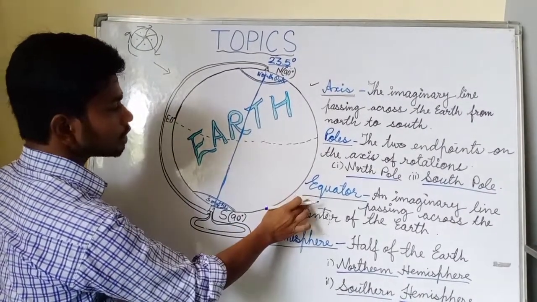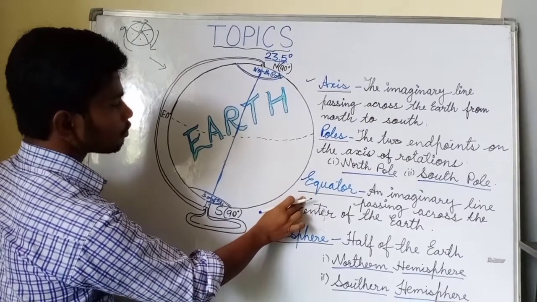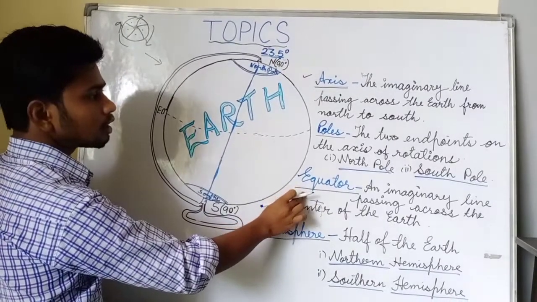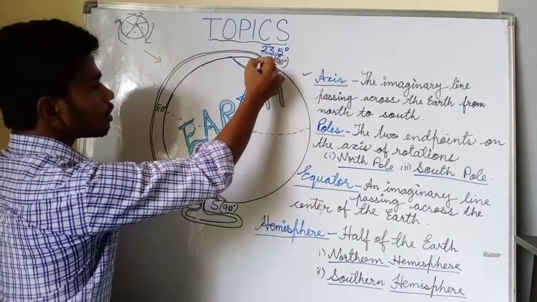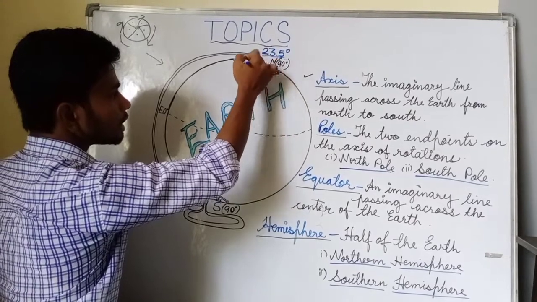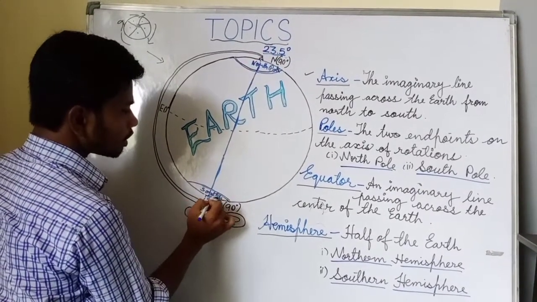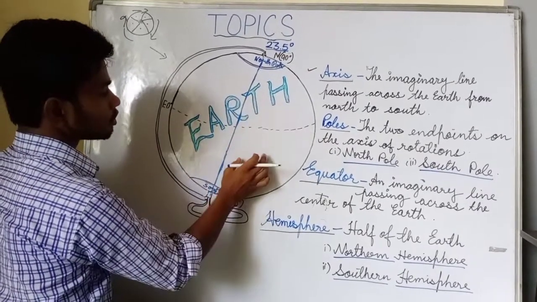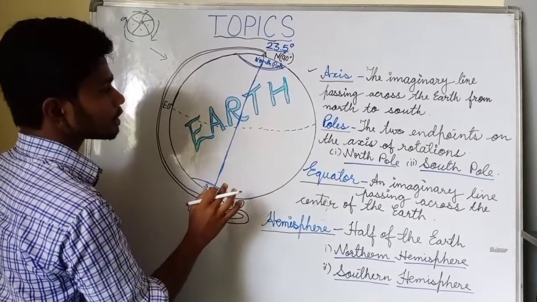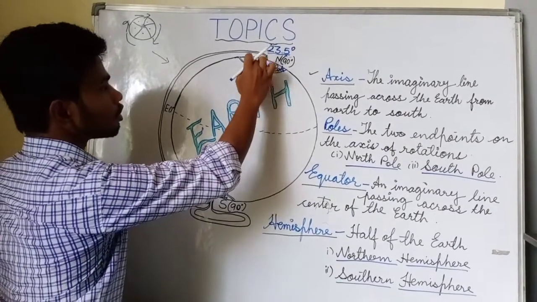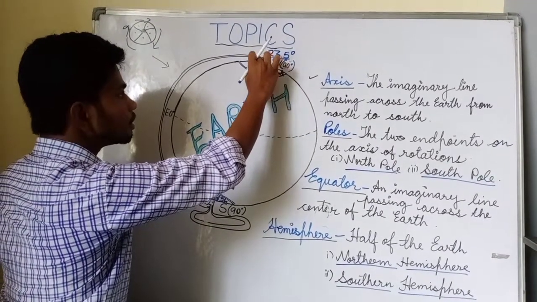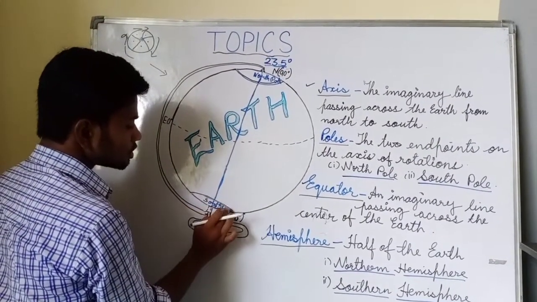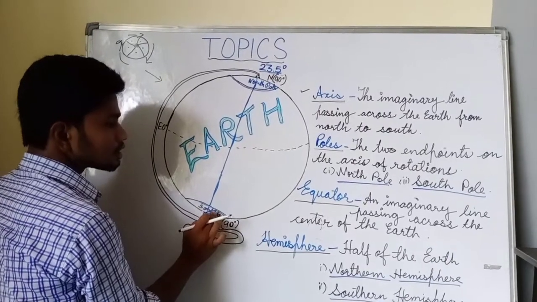Now we will come to the third point, the equator. What is the equator? Before coming to the equator, I would like to tell you that only this ending point is the North Pole and this ending point is the South Pole. Not here, not here, not here. So remember that the ending point of the North Pole is always at the top of the Earth, and the South Pole is always the bottom point of the South.